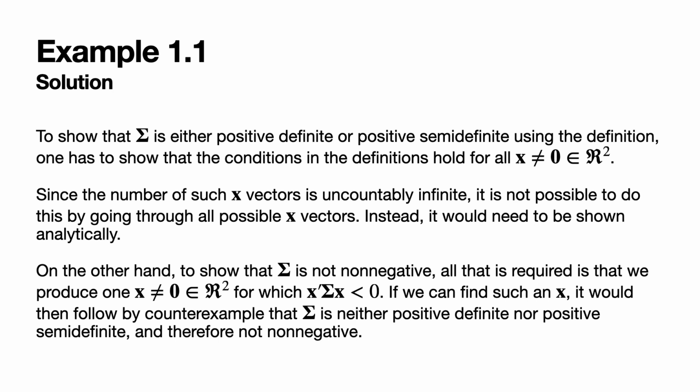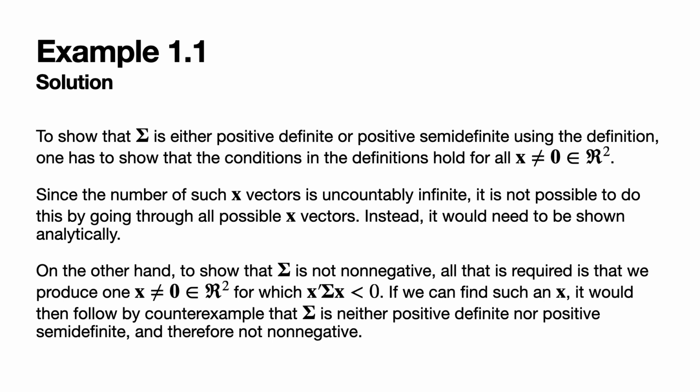So to show that cap sigma is either positive definite or positive semi-definite using the definition, one has to show that the conditions in the definitions hold for all non-zero x vectors in two-dimensional Euclidean space. Since the number of such x vectors is uncountably infinite, it is not possible to do this via enumeration, that is, by going through all possible x vectors and showing that the conditions hold. Instead, it would need to be shown mathematically, analytically.